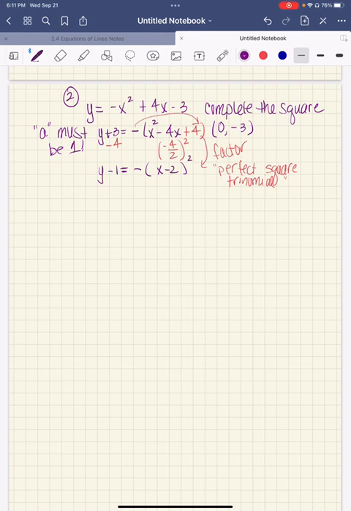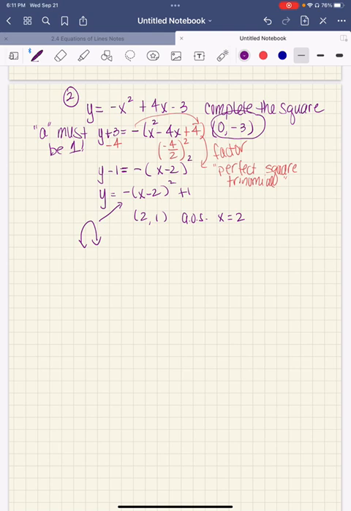Okay, so it's almost in vertex form. Your vertex is at (2, 1), right 2, up 1. Your axis of symmetry is at x equals 2. We already found our y-intercept earlier. That's (0, -3). This parabola opens upside down because a is negative.